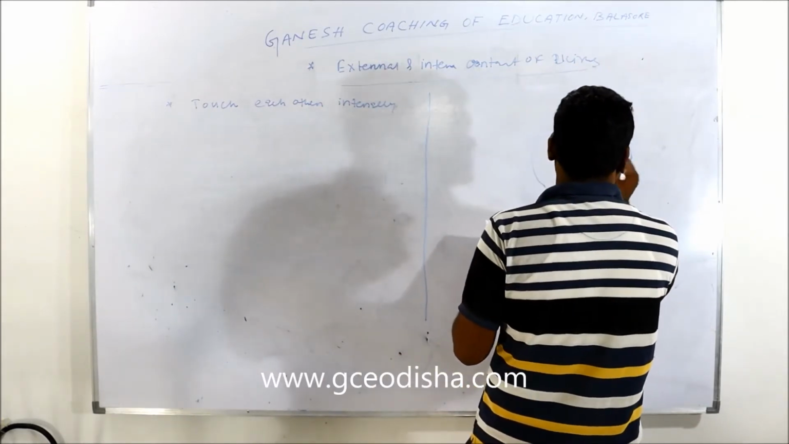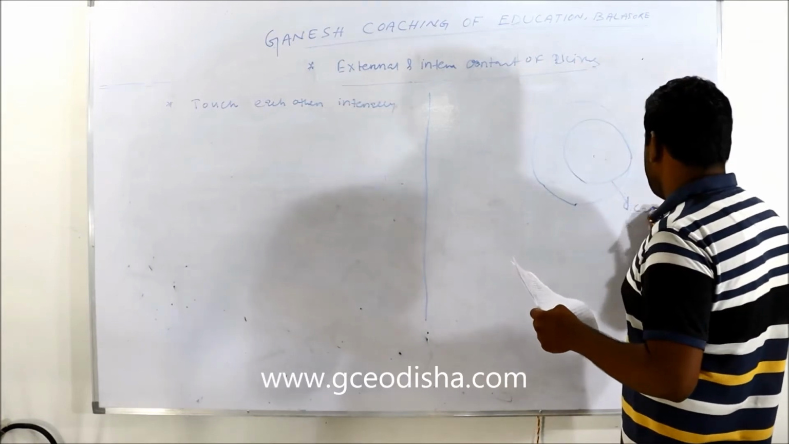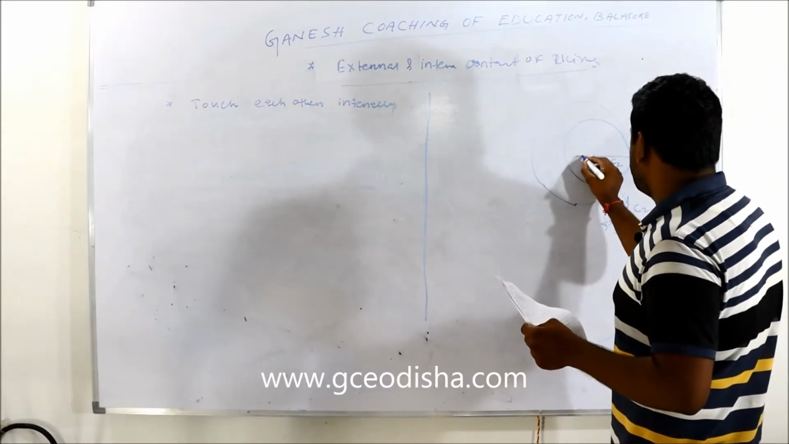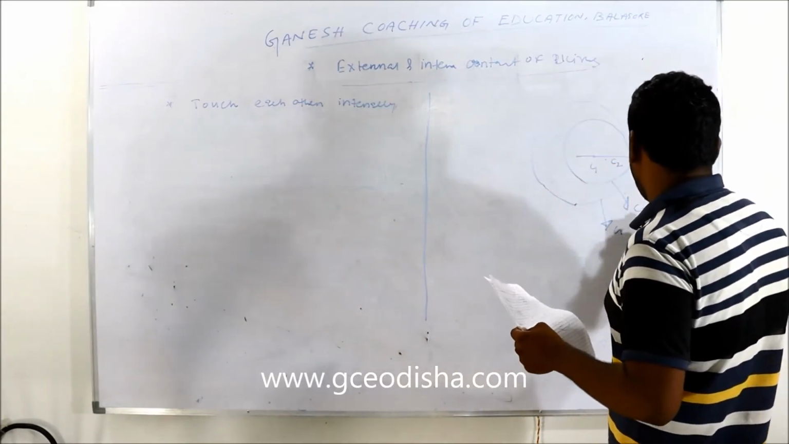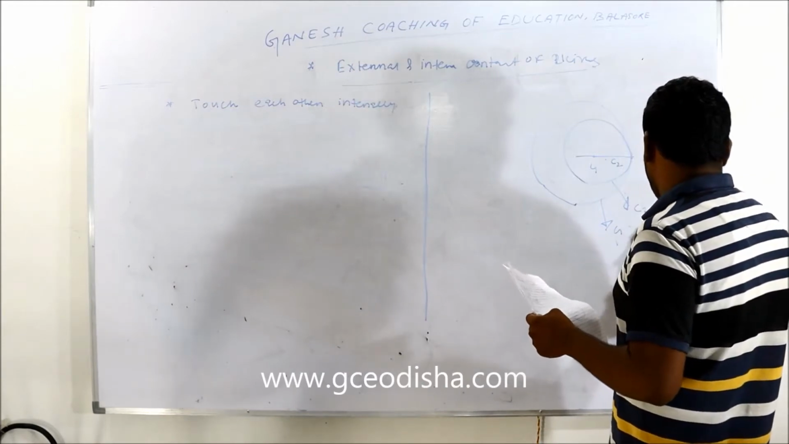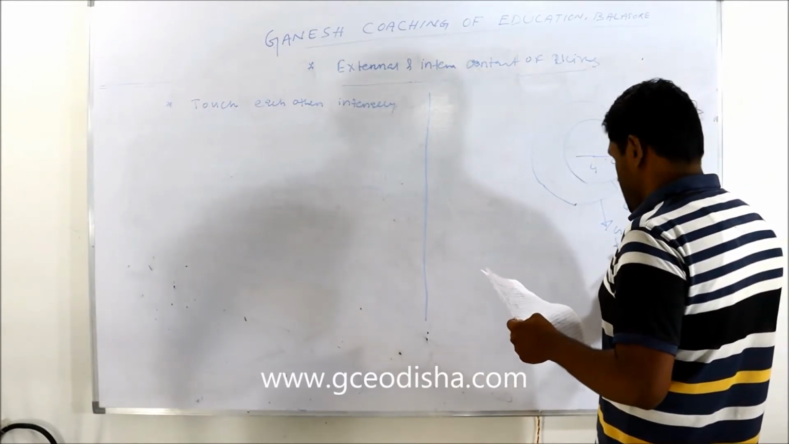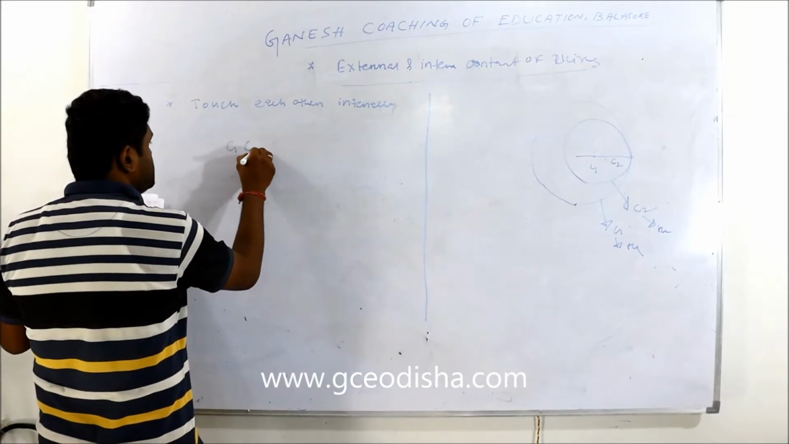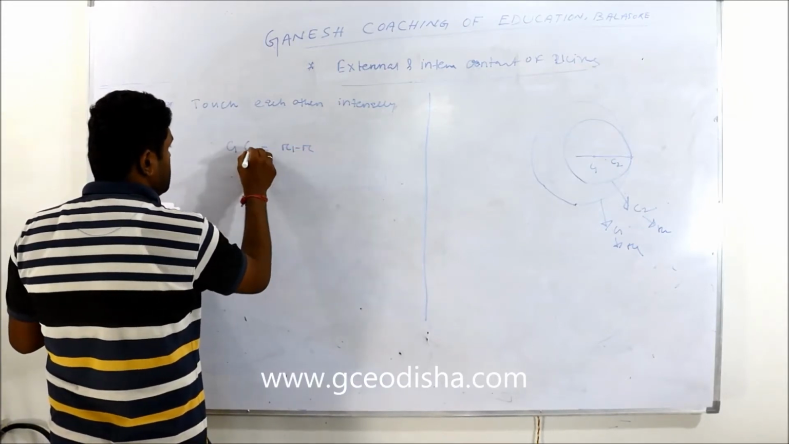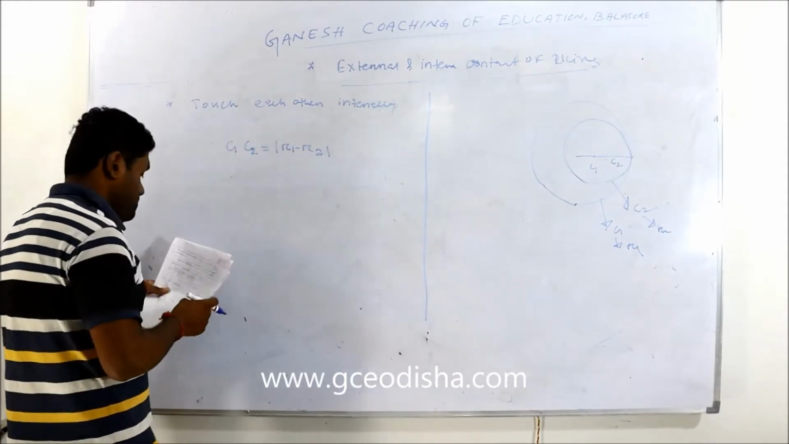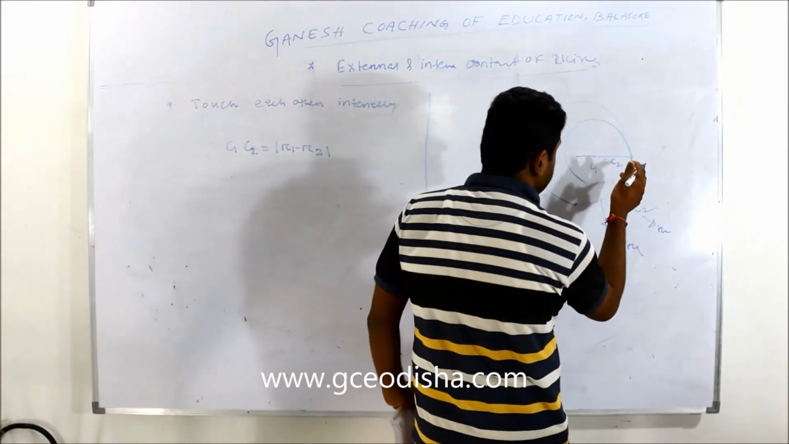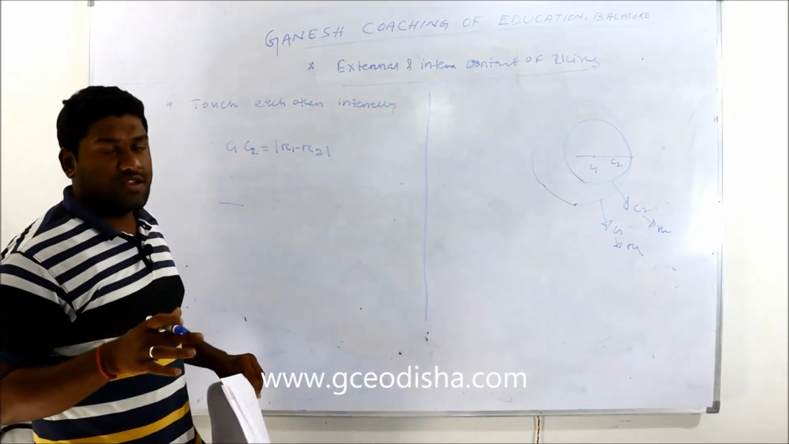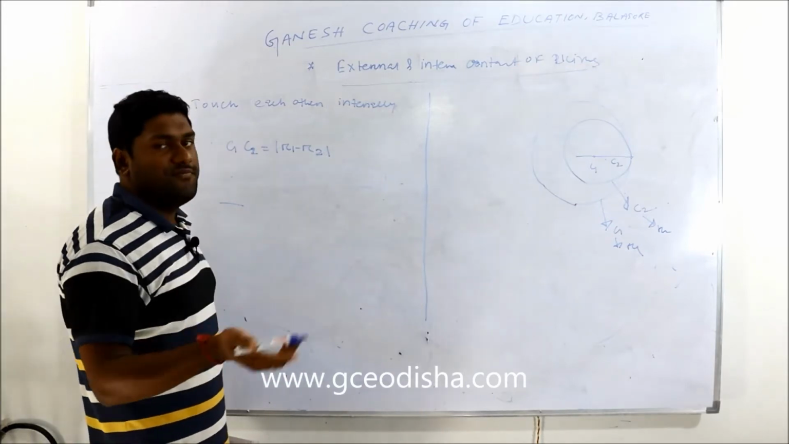Okay, then the smaller circle has center C2 and the bigger circle has center C1, and the radius of the smaller circle is R2 and the radius of the bigger circle is R1. They touch each other internally when C1C2 is equal to R1 minus R2. Okay, it means they touch internally when the distance between the two centers of the circles is equal to the difference in radii.